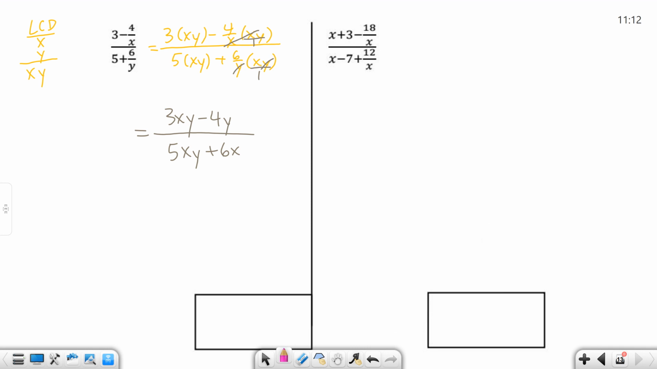So what can I do here? Well, what do I have in common up here? Anything? A y, that's right. So let's factor that y out. Take a y out, and I'm left with 3x minus 4. There's nothing else in common there, so I can't do anything else in the numerator up top.